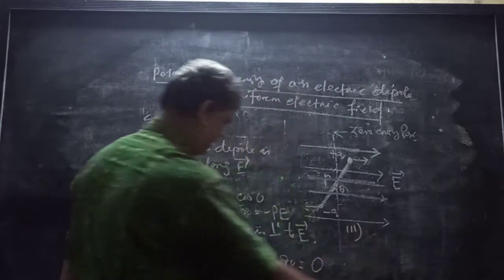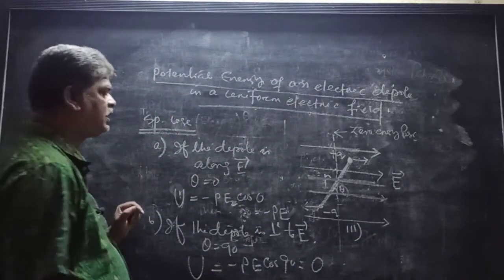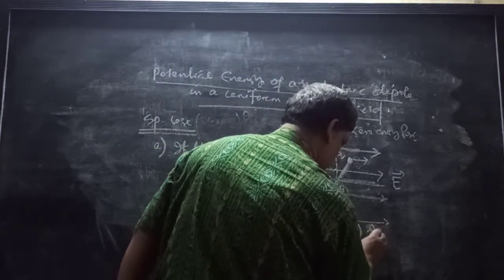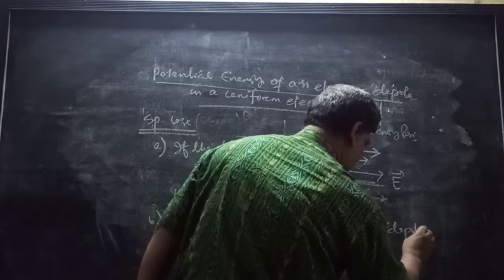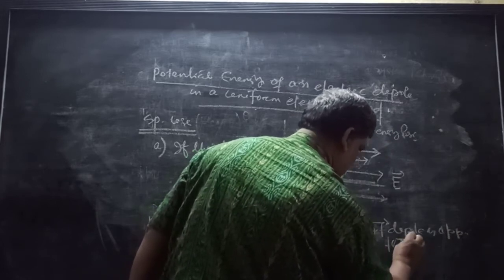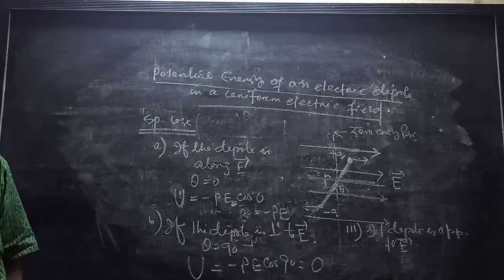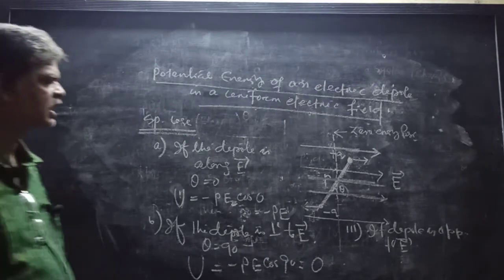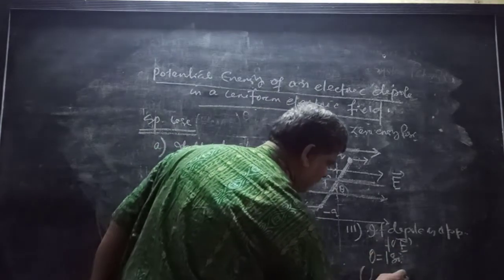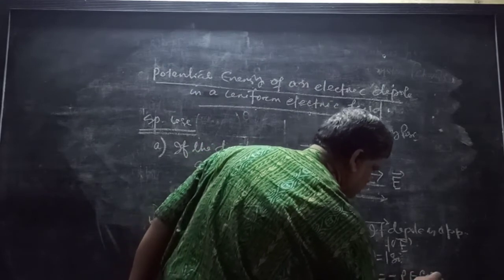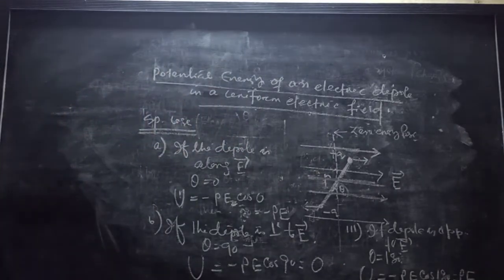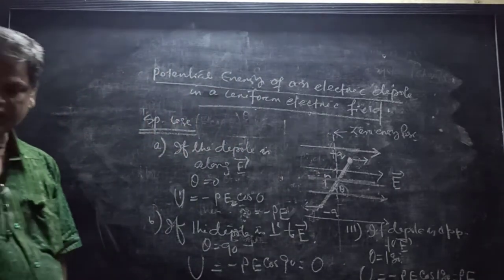Then the third one: if the dipole is opposite to E vector, then theta is 180 degree. Then U is equal to minus PE cos 180, that is equal to PE, since cos 180 is minus 1, minus times minus 1 gives plus 1. Clear?